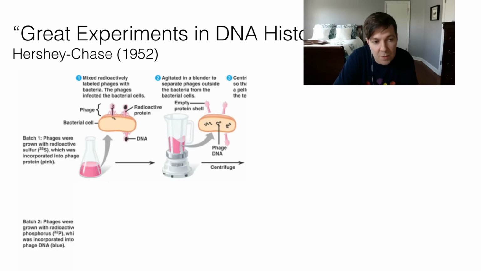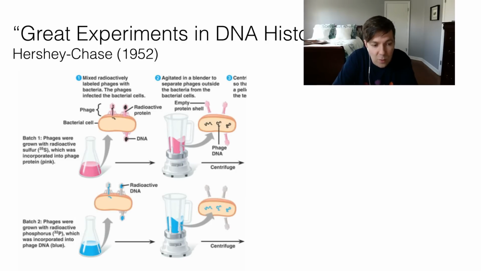So what they did was they grew up a bunch of virus in the presence of radioactive sulfur, okay? And that radioactive sulfur, proteins have sulfur and DNA doesn't. So up here in the pink, we have virus where their protein coat was radioactive and their DNA wasn't. And then they injected that virus into bacteria, and then they waited a little while and they wanted to see were the bacteria radioactive or not. Another treatment, they grew up phage in the presence of radioactive phosphorus. Phosphorus is in DNA but not protein. And then they injected that into bacteria and they wanted to see which bacteria stayed radioactive.